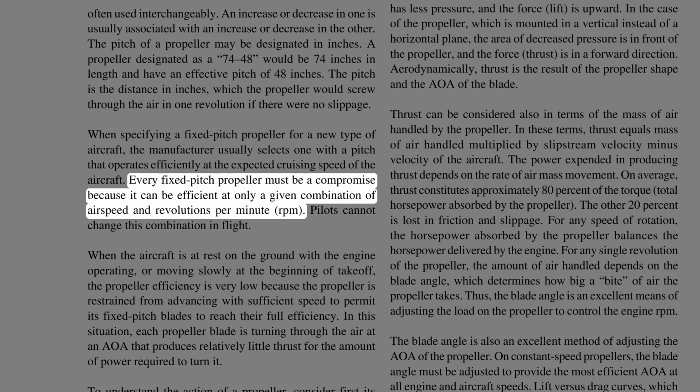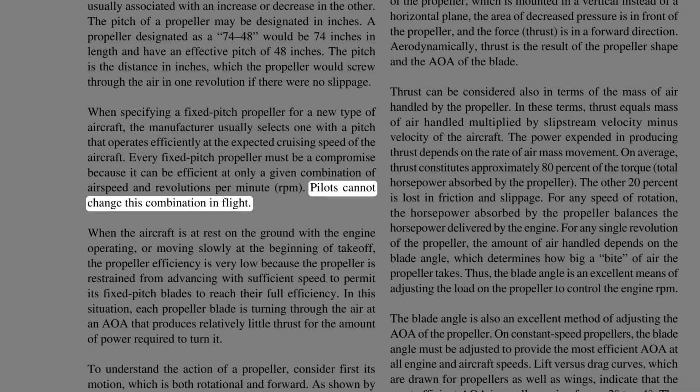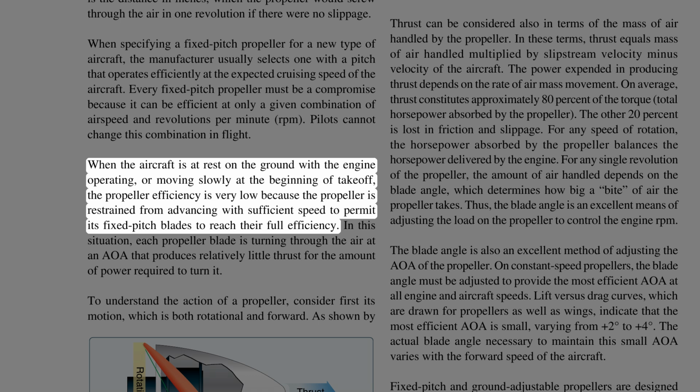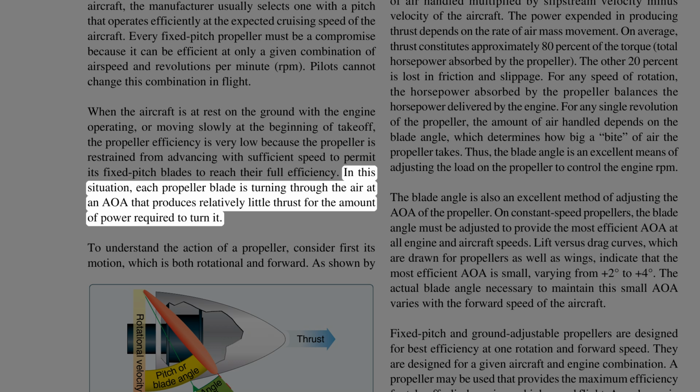Every fixed pitch propeller must be a compromise because it can be efficient at only a given combination of airspeed and revolutions per minute, RPM. Pilots cannot change this combination in flight. When the aircraft is at rest on the ground with the engine operating, or moving slowly at the beginning of takeoff, the propeller efficiency is very low because the propeller is restrained from advancing with sufficient speed to permit its fixed-pitch blades to reach their full efficiency. In this situation, each propeller blade is turning through the air at an AOA that produces relatively little thrust for the amount of power required to turn it.